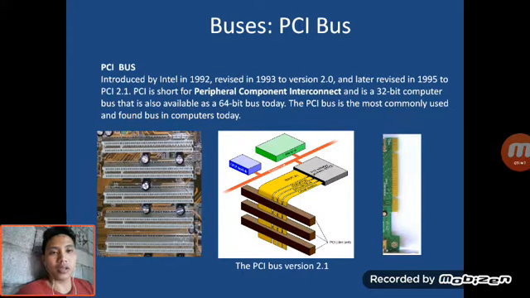PCI bus, introduced by Intel in 1992, revised in 1993 to version 2.0, and later revised in 1995 to version 2.1. PCI is short for peripheral component interconnect and is a 32-bit computer bus that is also available as a 64-bit bus today. The PCI bus is the most commonly used and found bus in computers today.